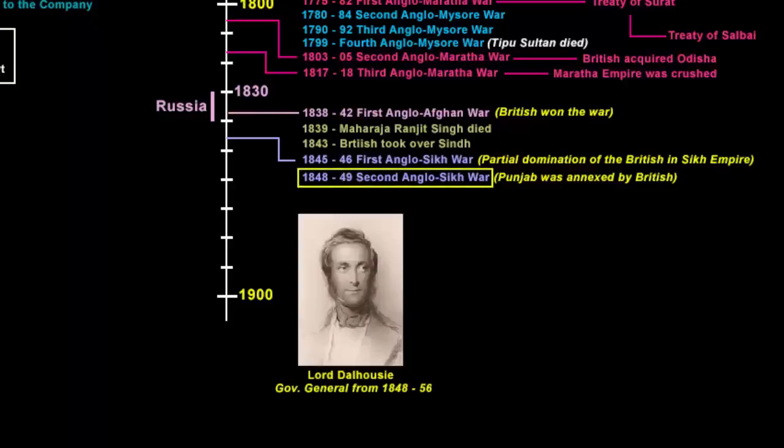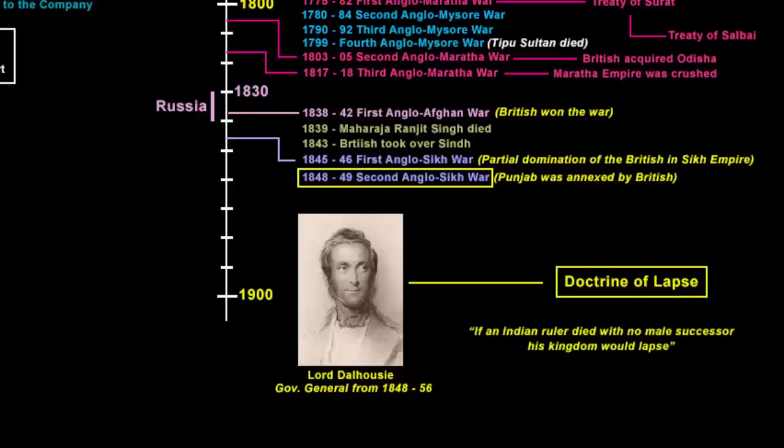Soon after the end of Second Anglo-Sikh War, Governor General Dalhousie introduced a policy that came to be known as Doctrine of Lapse. This policy was an upgraded version of subsidiary alliance policy because, if you remember, in subsidiary alliance, the Indian rulers were not allowed to have their own forces. They were forced to depend on the company forces for any kind of protection, and that too in exchange of payment. And according to this new policy of Doctrine of Lapse, if an Indian ruler died without a male successor, his kingdom would lapse and would become part of the company's territory.